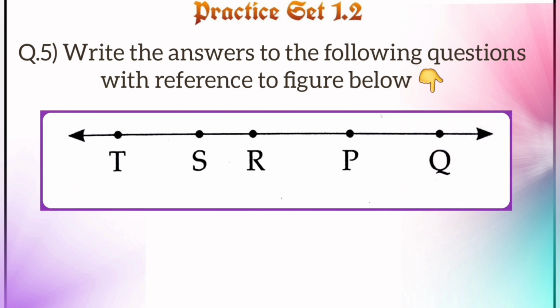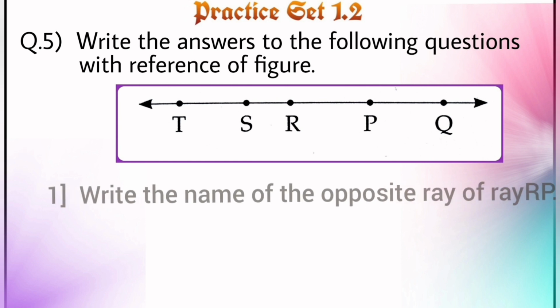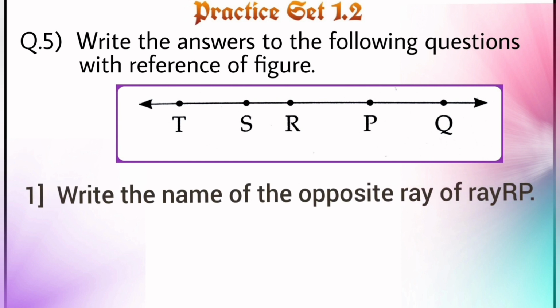So here one figure is given of a line having points T, S, R, P and Q, and we have to solve the given questions with the help of this figure or this line. So the first one is: write the name of the opposite ray of ray RP. So let's see where RP is in the figure. Yes, here it is RP, and the point after it is Q, but we have to consider it as ray RP only.